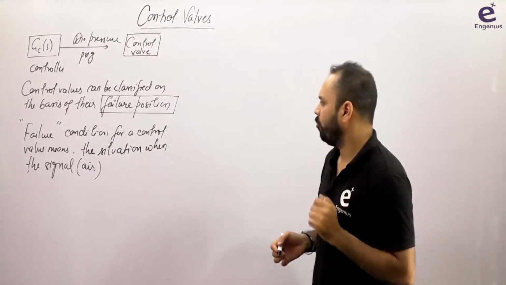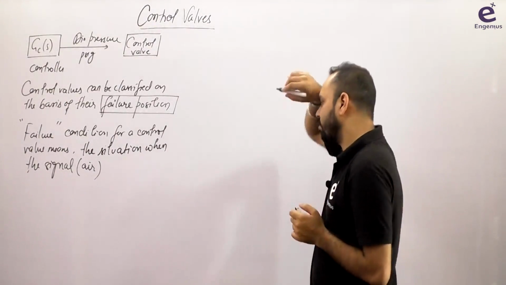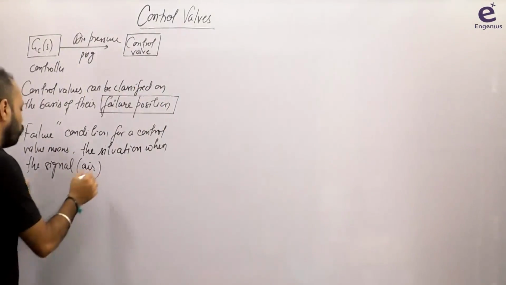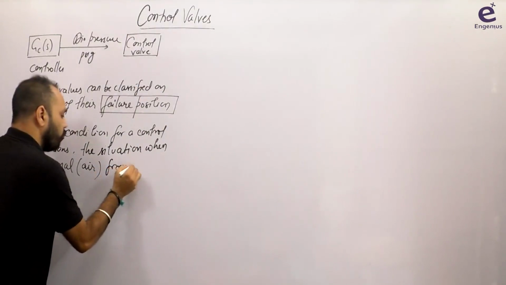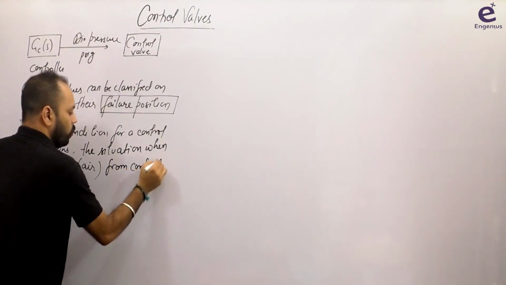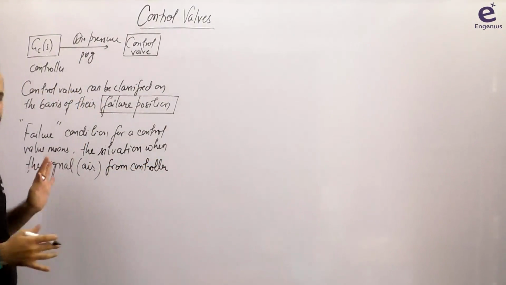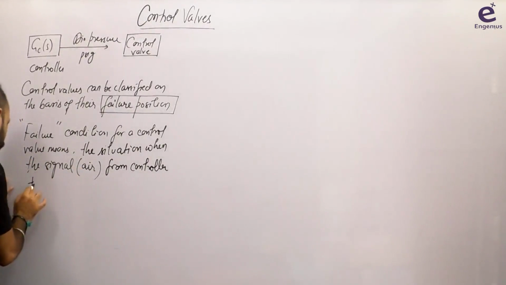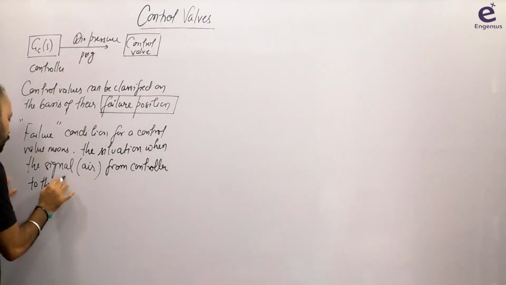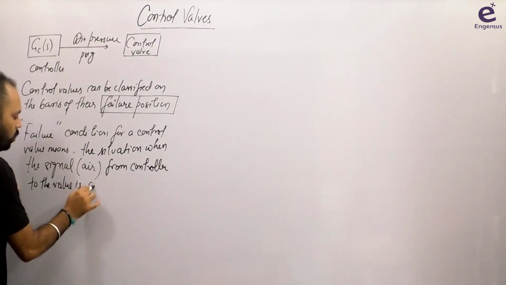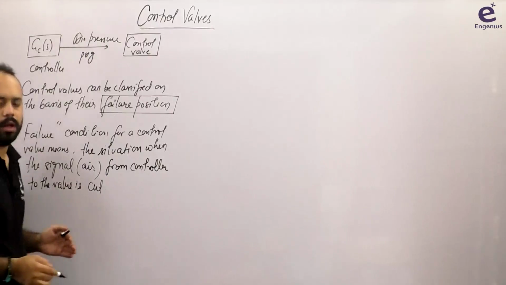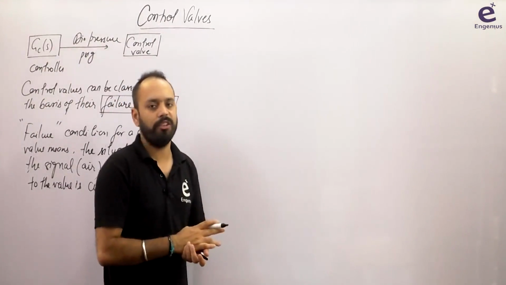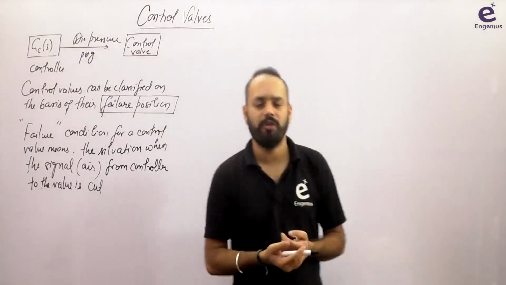Okay, so a failure condition for a control valve means the situation where the signal or air from the controller to the valve is cut. If you understand this, then you will easily understand the classification of valves. Cut means stopped, right? So when the failure condition occurs, how the valve behaves, based on that we have a classification.